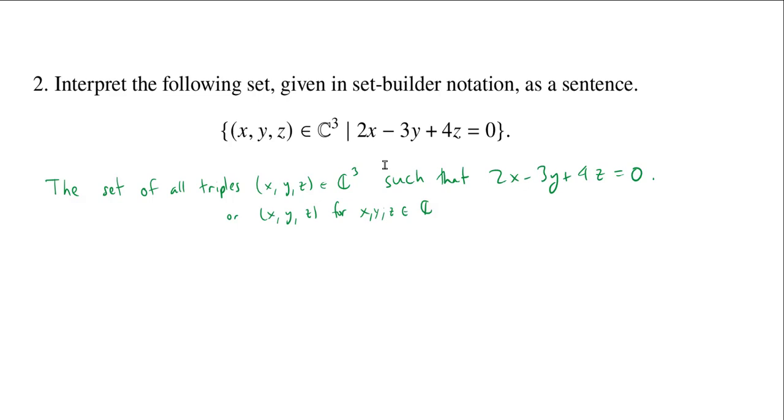And there we go. I've converted this set builder notation into an actual sentence: the set of all triples x, y, z in C3 such that 2x minus 3y plus 4z equals 0. This is an essential skill for reading math. Whether you're reading papers, textbooks, whatever, we use set builder notation all the time, and it's going to be very important that you know how to both take sentences that you're reading and translate them, but also when you see set builder notation to be able to translate that back into actual words for yourself.